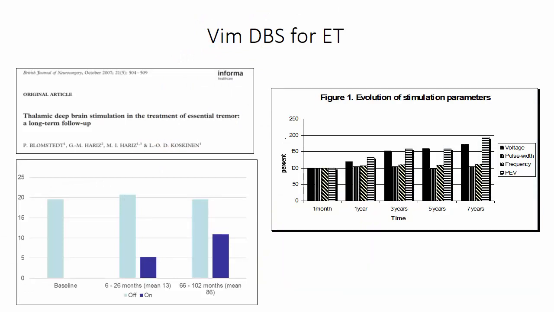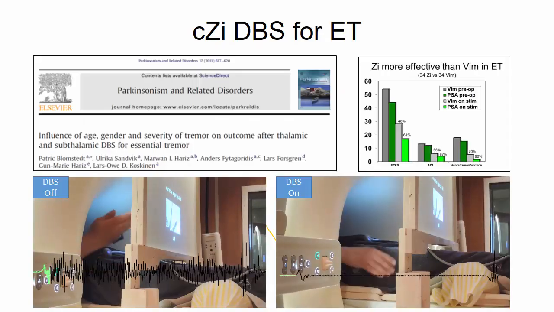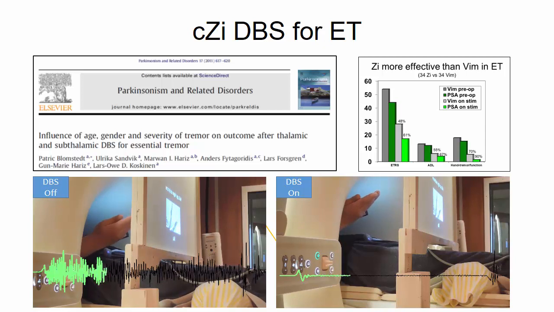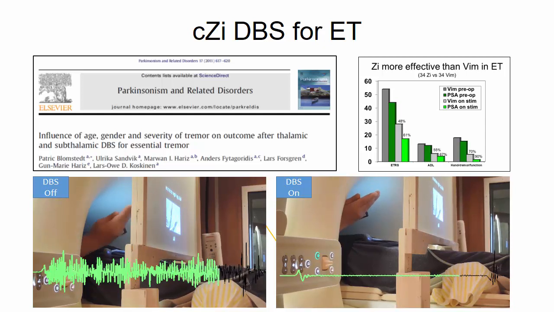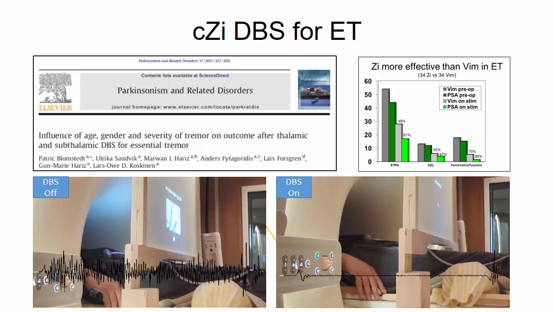We started with VIM DBS in 1993, and the results were quite satisfying initially, but over time the effect of the stimulation decreased significantly at the same time as the energy consumption increased. For that reason, we changed our target to the zona incerta in 2004. When we compared our last 34 VIM DBS with our first 34 PSA DBS, we had a 70% improvement of hand tremor and function in the former and 90% in the latter.